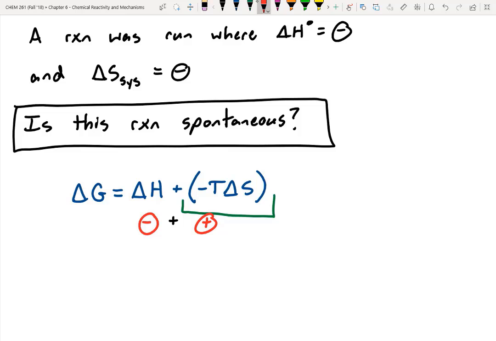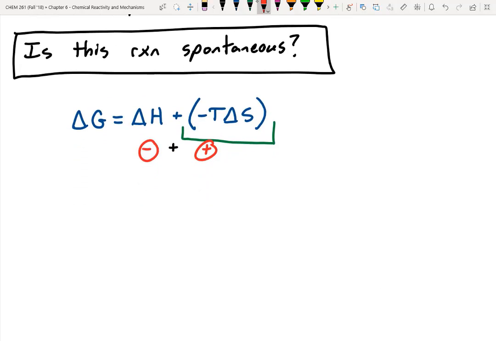All right, so delta G, is it going to be negative or positive? No, you don't know, right? It's kind of a weird example. So what do we need to know more about? Temperature, absolutely. So let's kind of explain that.